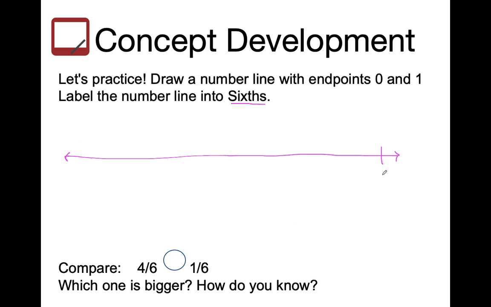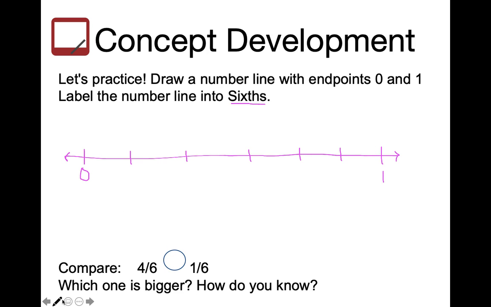Your endpoints are going to be 0 and 1. And we need to split it up into 6. So there needs to be 6 equal parts. I have 1, 2, 3, 4, 5, 6. So I have 1, 2, 3, 4, 5, 6.